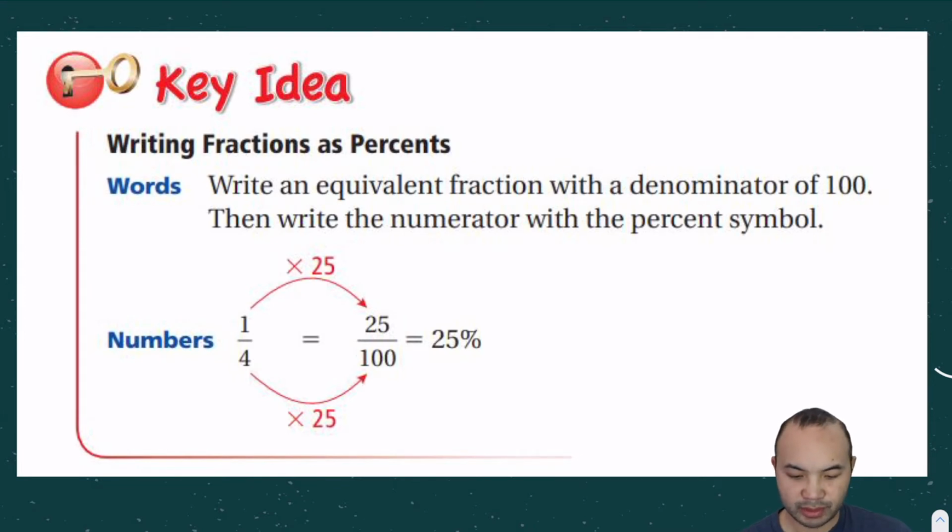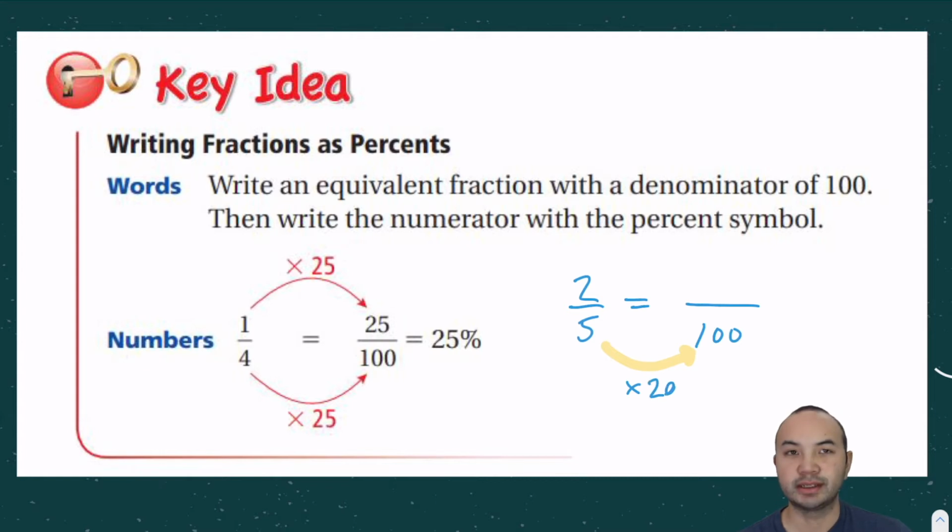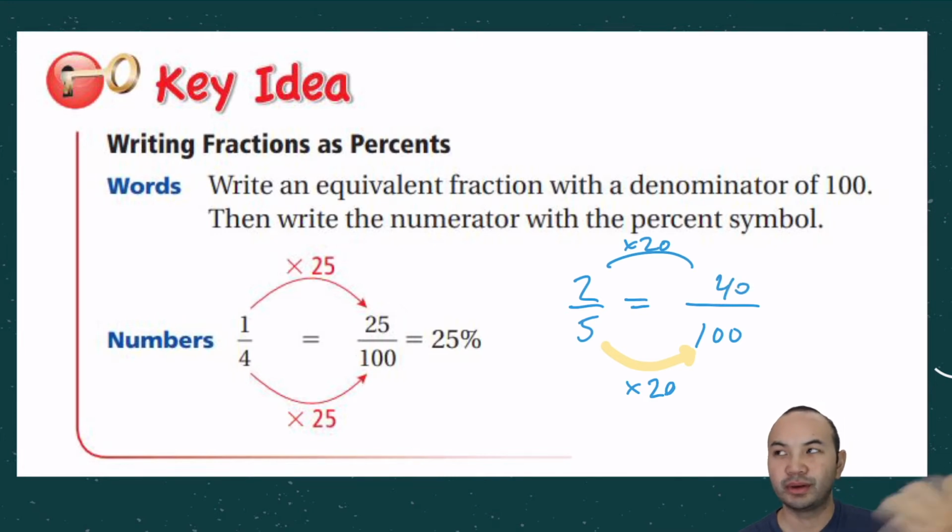Another example might be 2/5. So I want a denominator of 100. How do I get my 5 to 100? Well, if you remember, you multiply 5 times 20. That's how you get to 100. So if I do it to the bottom, I have to do it to the top as well. So 2 times 20 is 40. So now I have a number on top over 100. Anytime you have a number in the numerator over 100, that numerator is your percent. So this is equal to 40 per 100, or 40%.